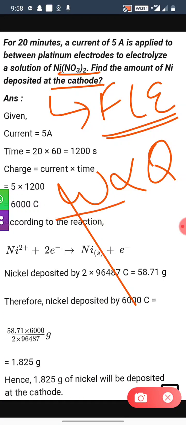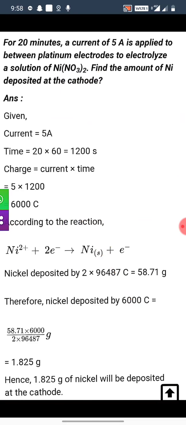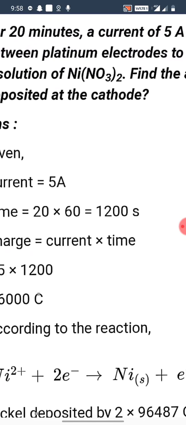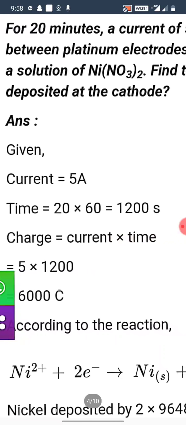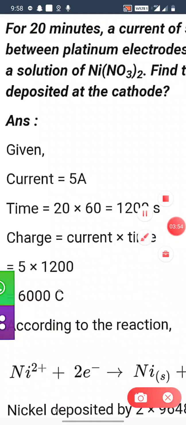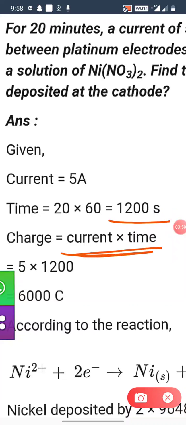And you have to find out the value of this W with the help of Q, and Q is equal to IT. Now let us see what is given to us and how can we proceed with the solution part. The given data that we have in the question is current, that is 5 ampere. We have time, that is 20 minutes, which in seconds will be equal to 1200 seconds. So the charge required will be equal to current into time. On multiplying these two, you'll get the charge as 6000 coulomb.